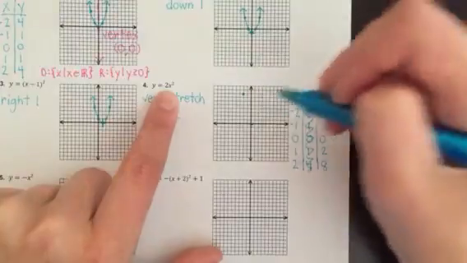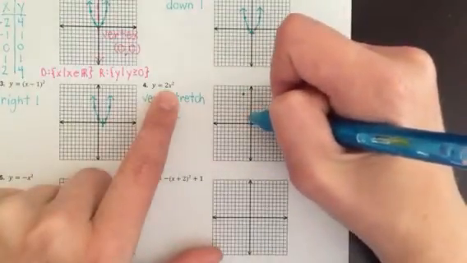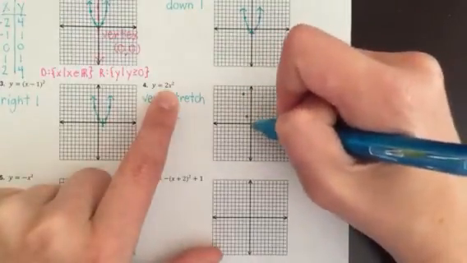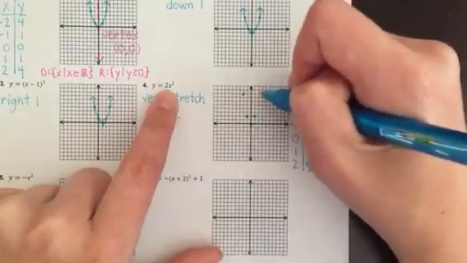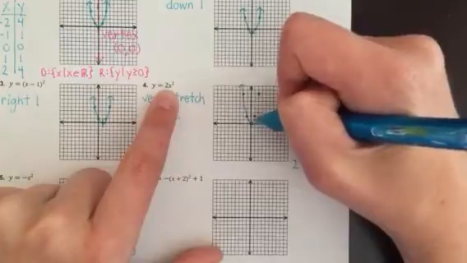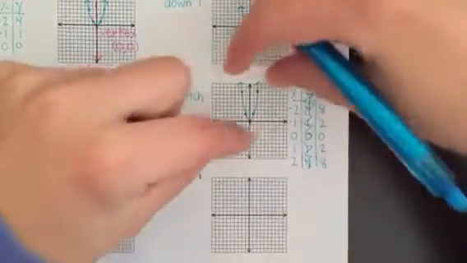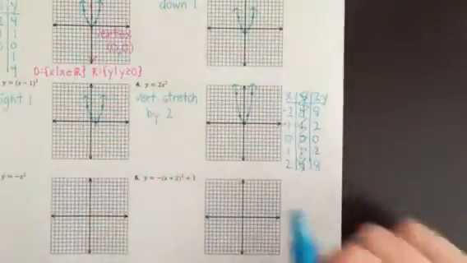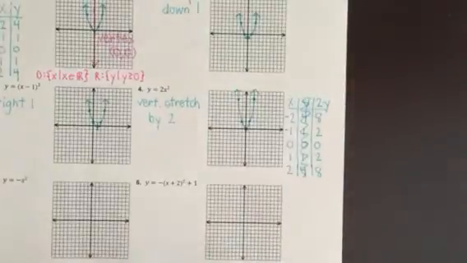-1, 2, then 0, 0, and then it looks like that. So you can definitely tell if you're looking vertically, this graph has been stretched, okay? It's been pulled, it's skinnier.